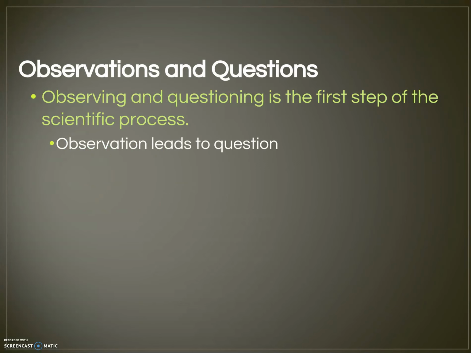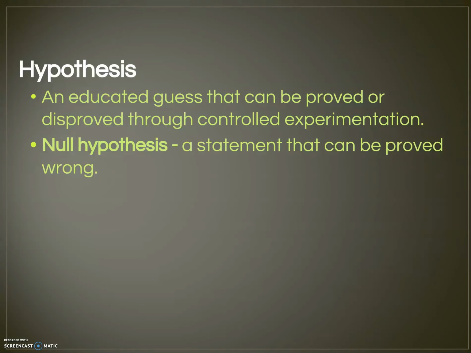Observing and questioning is the first step. Observation leads to a question. And then this important idea of a hypothesis. So this is usually new to environmental science students. And a hypothesis is a testable guess about how something works. So what's an educated guess that can be proven or disproven through a controlled experiment?